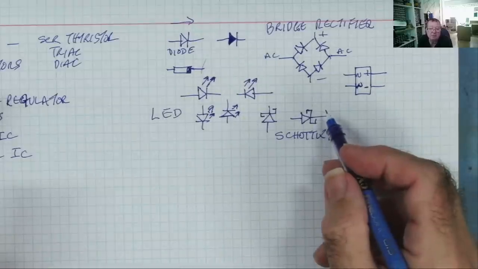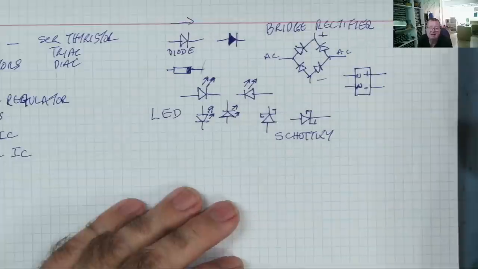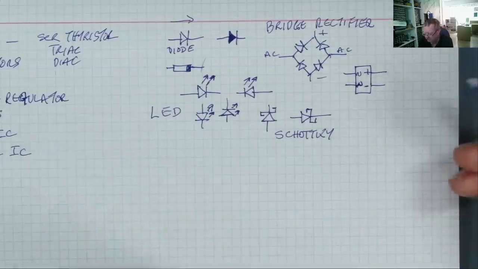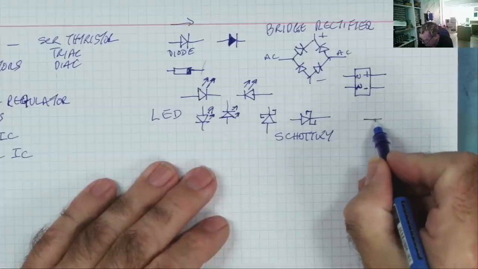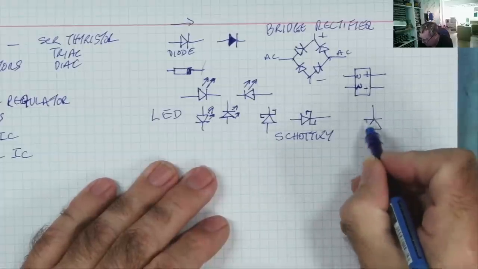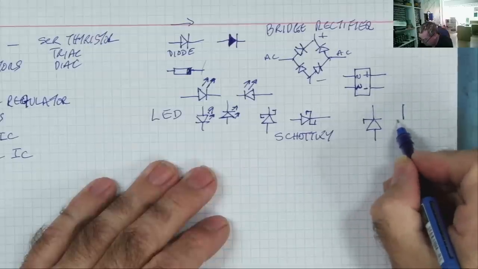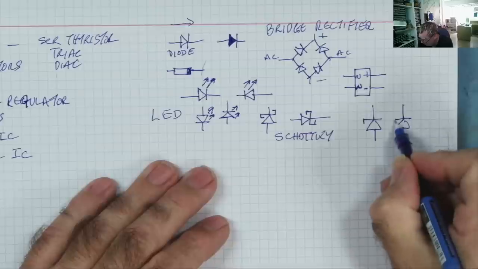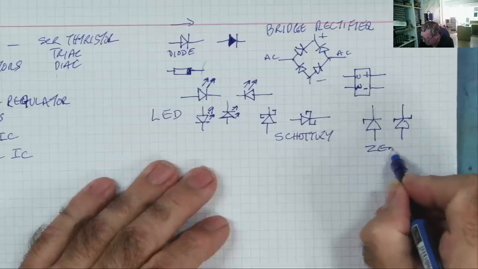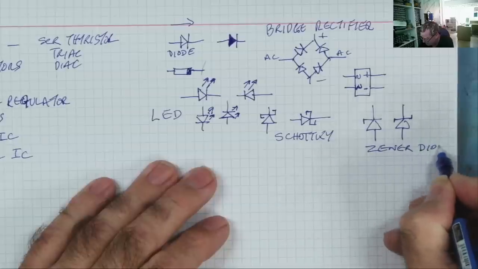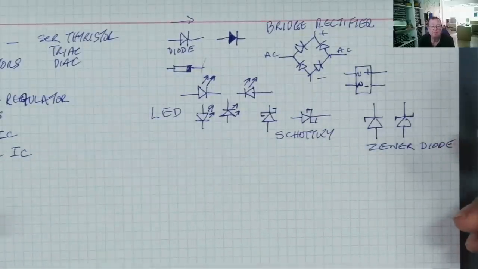Similar to this symbol, but a completely different component, we'll find the Zener diode. So a Zener diode actually is used as a voltage reference normally, or to hold a voltage to a certain level. We won't go into the function of these components in this video, but this symbol and this symbol are Zener diodes. They're interchangeable again, you will find both in common use. So those are some diodes, but we have more.